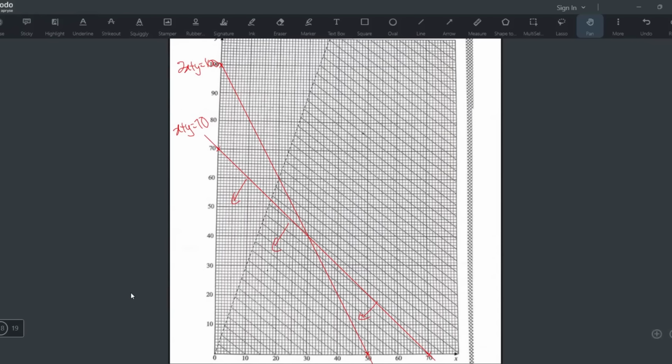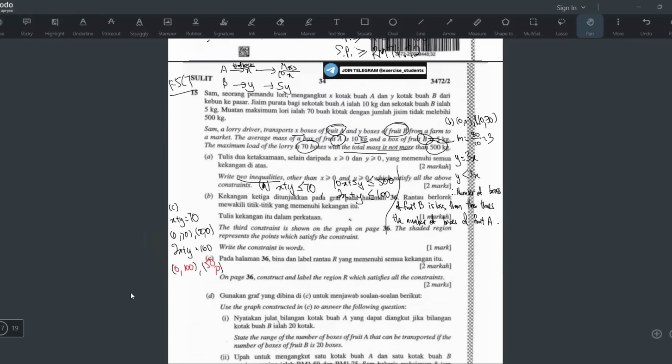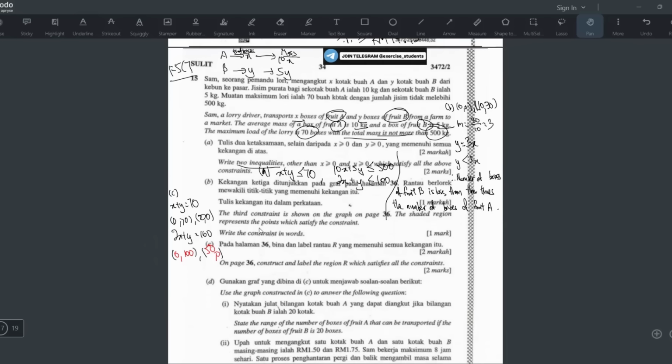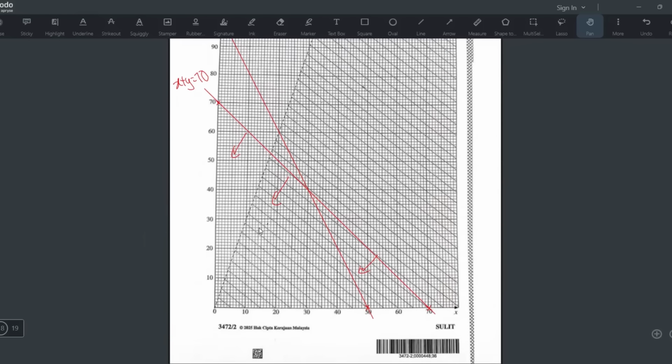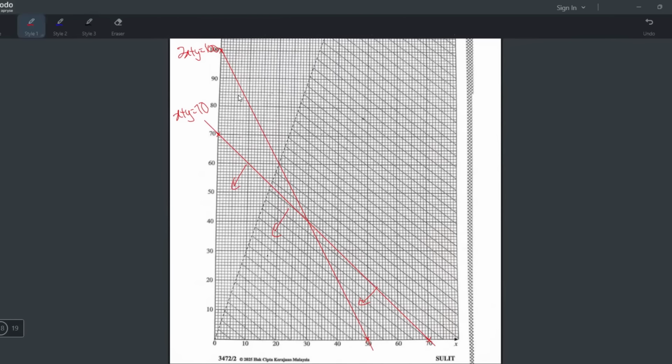Tapi jangan lorek dulu, belum siap. You have to look at the other one also. The other one is 2x plus y smaller than 100. Y sudah positif, tengok dari y, tengok dari kiri, smaller. So kita kena ambil bawah garisan 2x plus y 100. So bawah 2x plus y 100. This is 2x plus y 100.